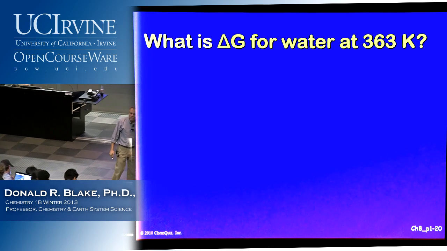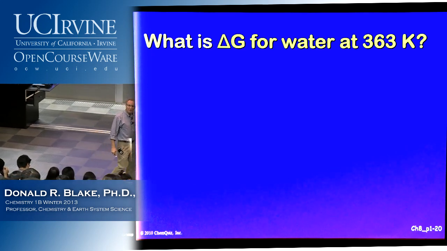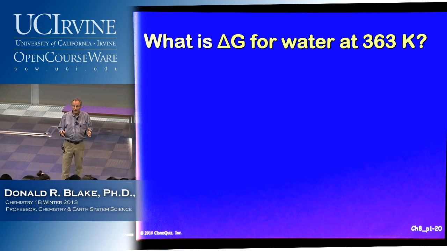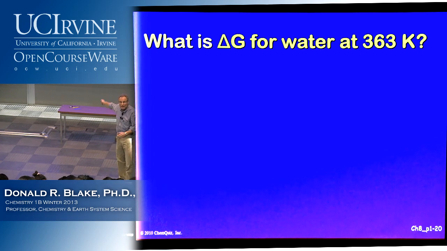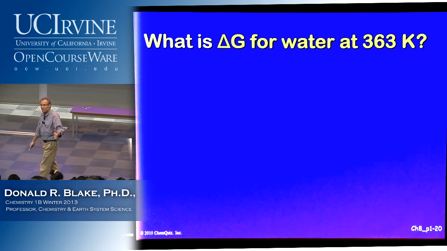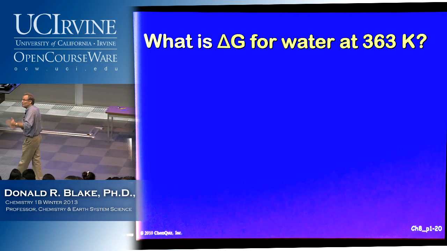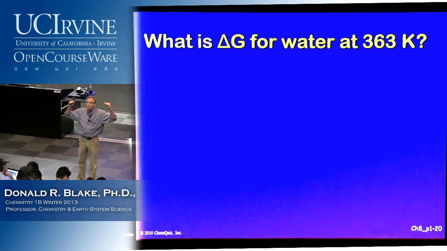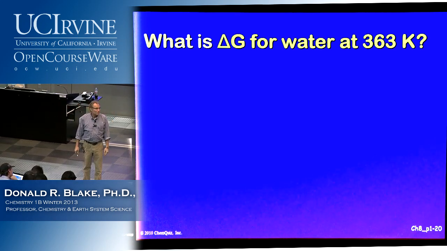So folks, all you have to do: delta G is equal to delta H. Delta H was 40.7 kilojoules per mole. And then we have the delta S, which we knew was 109. So it was 109 times 373. Now I said let's go to 363. So we had a value of about 1 kilojoule.